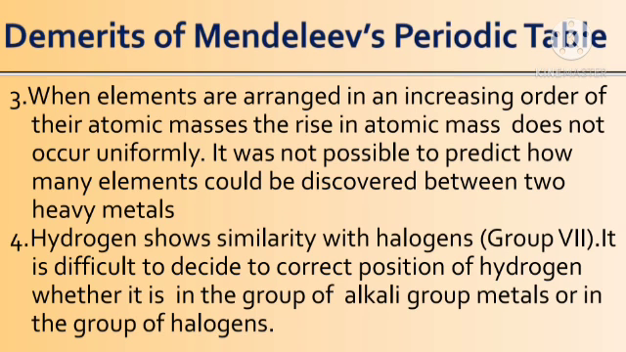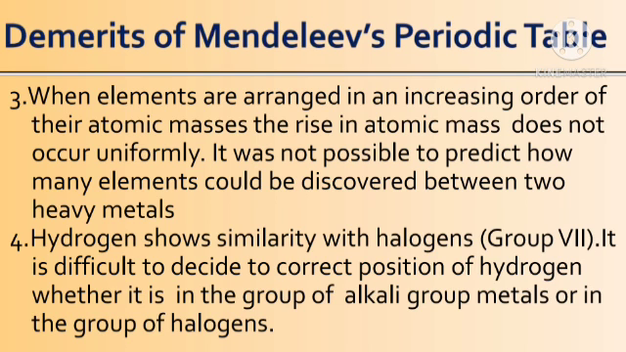Third demerit of Mendeleev's periodic table: when elements are arranged in increasing order of their atomic masses, the rise in atomic mass does not occur uniformly. It was not possible to predict how many elements could be discovered between two heavy metals. So there was no guarantee of placing a later discovered element between two elements. So that was one demerit of Mendeleev's periodic table.